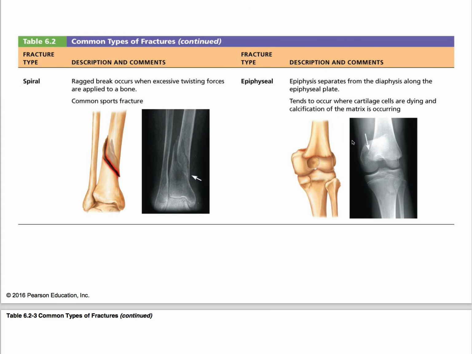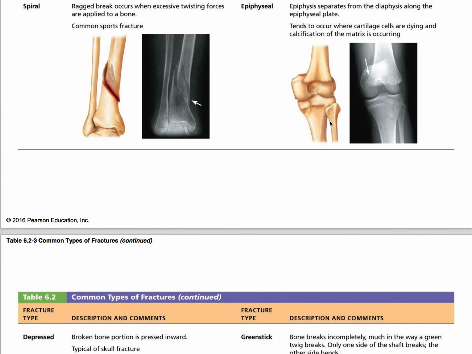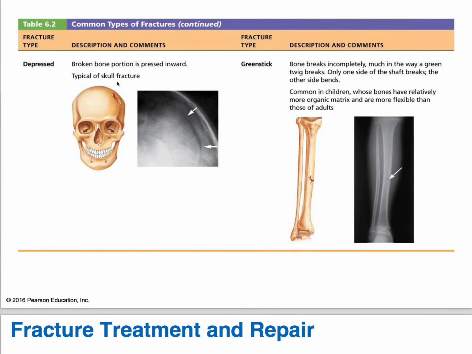Epiphyseal fractures. What happens here is the epiphysis separates from the diaphysis along the epiphyseal plate. Remember, this is a long bone, and right here you have this fracture taking place. Notice that this part is displaced. It tends to occur where cartilage cells are dying and calcification of the matrix is occurring. Then sometimes you see a depressed fracture, where the broken bone portion is pressed inwards. This is very typical of skull fracture. If you take a hammer and hit somebody in the head, that could lead to a depressed fracture.